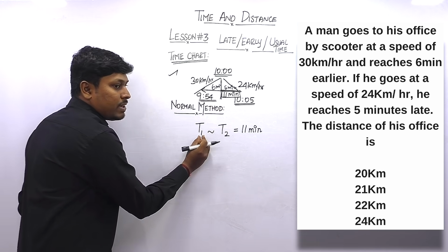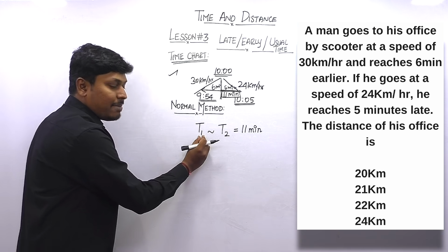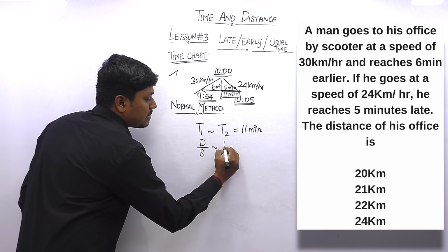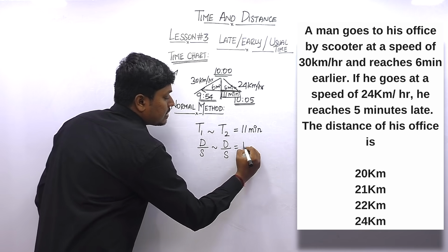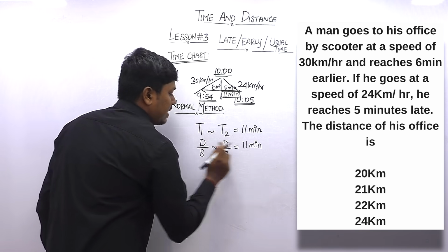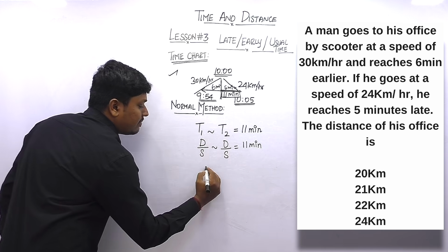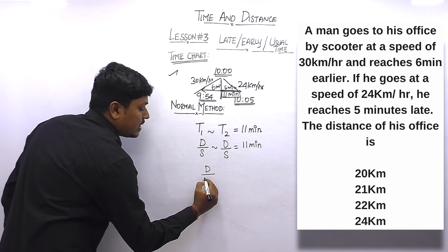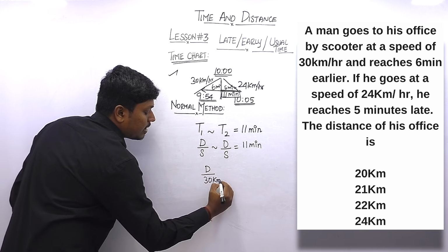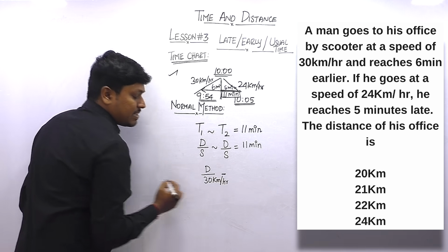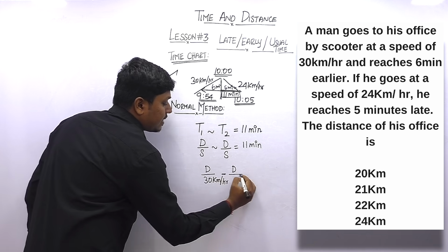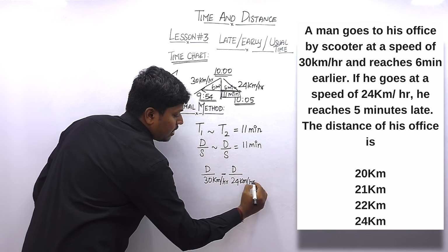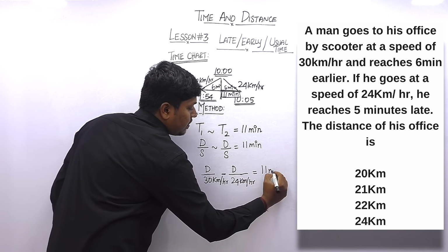So what is the formula for time? Speed is equal to distance by time. Time equals distance divided by speed. So the difference of distance divided by speed is equal to 11 minutes. Remember that distance is common, right? So let us keep it as d as it is. And the speed, initially it goes at a speed of 30 km/h. So d by 30 km/h, minus the second d divided by the second speed, 24 km/h, is equal to 11 minutes.